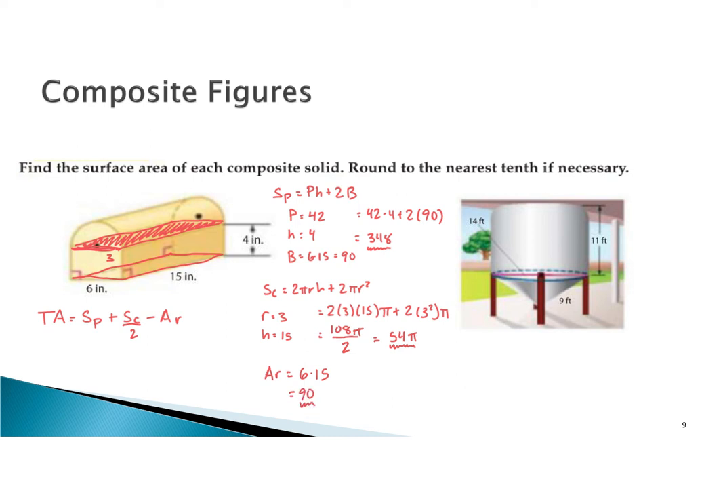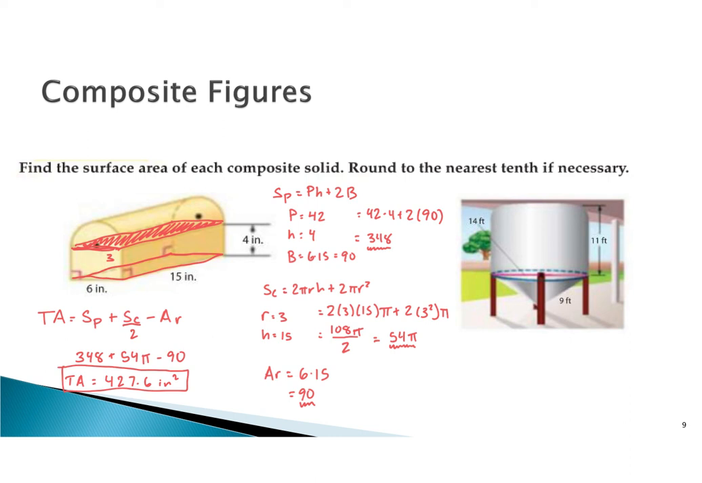So I'm going to take those pieces, I'm going to plug it into my equation. So I have 348 plus 54 pi, okay, minus 90. And you can literally just type that entire thing into the calculator. You would get at the end that the total area is equal to 427.6 inches squared.